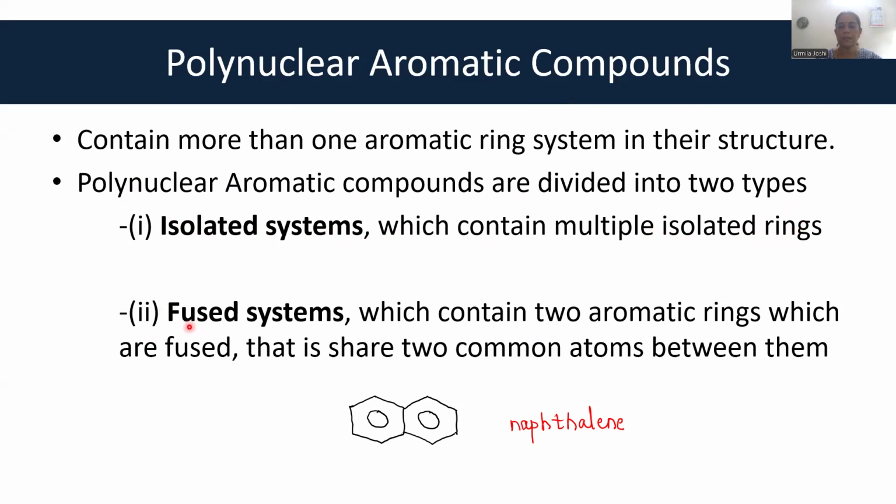Second are fused systems, which contain at least two or more aromatic rings which are fused, and the fusion is such that they share two common atoms between them. Look at naphthalene. These are the two carbon atoms which are common between them, and they are adjacent to each other. So, the first among polynuclear aromatic compounds is naphthalene.